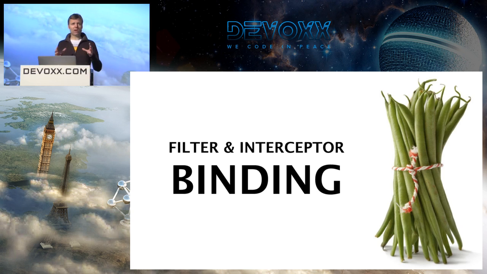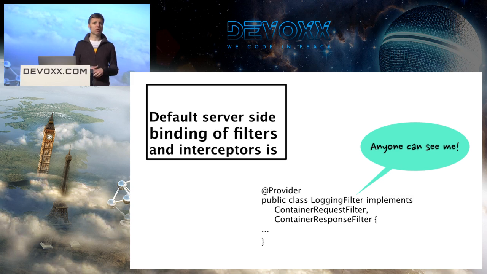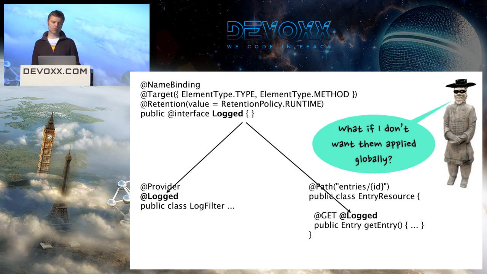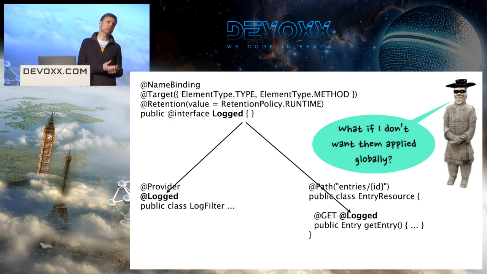Now, so far we have implied that the filters are being applied just everywhere. And this is probably not what you want. The normal behavior is that a filter that's seen by the JAX-RS runtime is applied to any request and to any response. If you don't want that, then you have a mechanism called name binding, which is used to bind certain filters to certain resources.